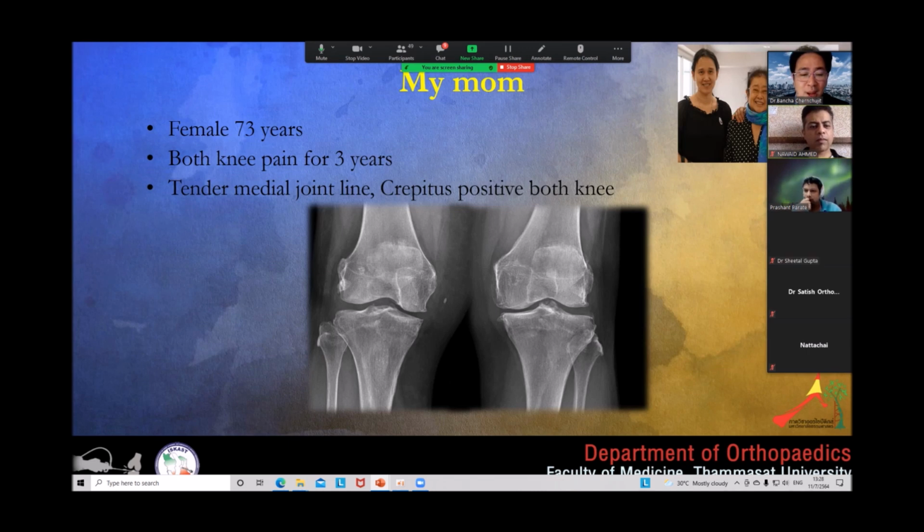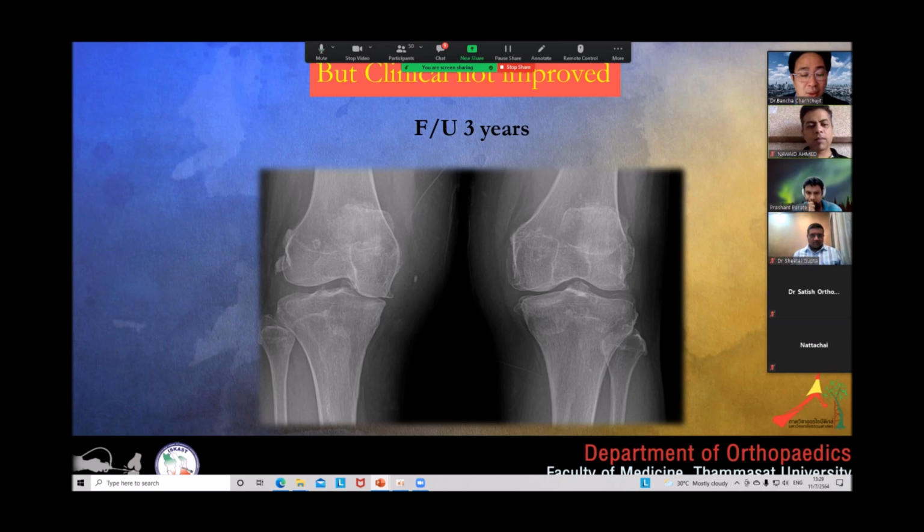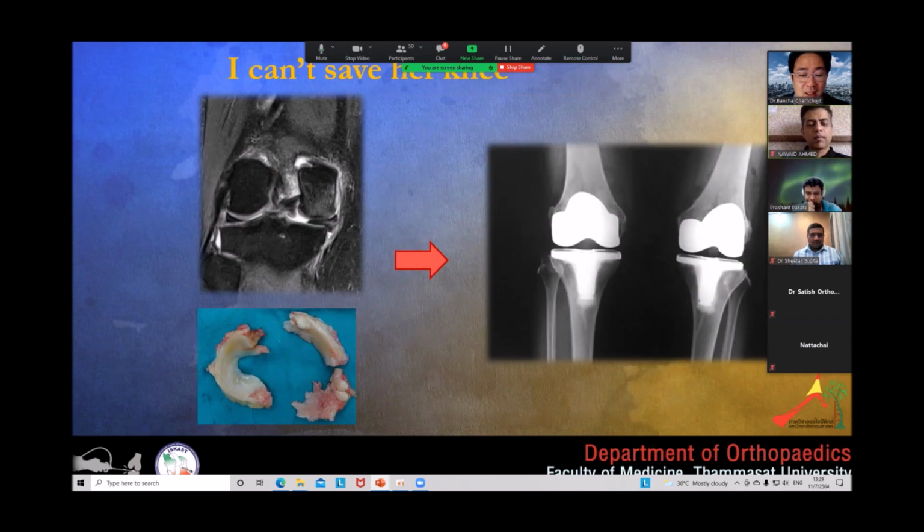So she's my mother, in the middle. You look at the right knee. She had so much pain in her right knee 3 years ago, and I treated her conservatively. She could not get into the MRI because she has claustrophobia. 3 years later, on the right side with the meniscus root tear, the joint space is gone, it's bone on bone, but the left side is still the same. You see the X-ray. So I missed a meniscus root tear in my mother, and finally she needed arthroplasty.